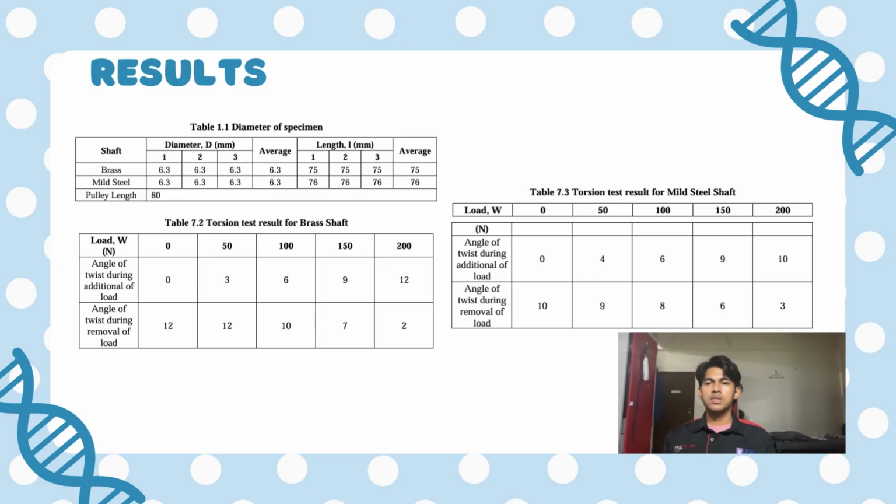Next is angle of twist during removal of load. For 0 Newton will be 10 degree, for 50 Newton will be 9 degree, for 100 Newton will be 8 degree, for 150 Newton will be 6 degree, for 200 Newton will be 3 degree.